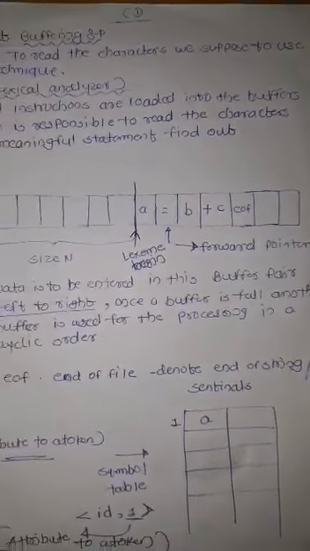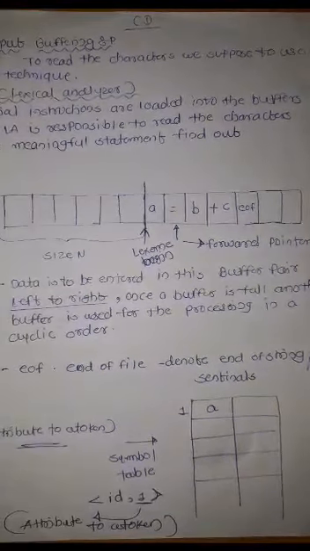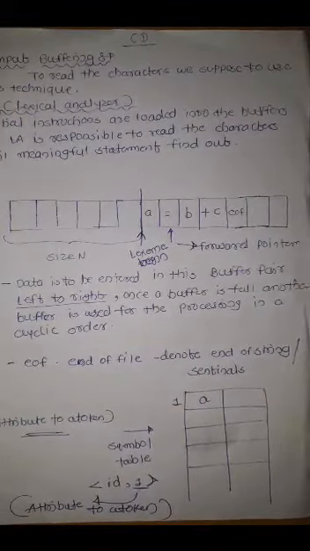So what is the meaning of this symbol? Whenever a is equal to b plus c is over, the EOF, or end of file, which is also called end of string or sentinel, is useful to describe that the string has ended or is over.